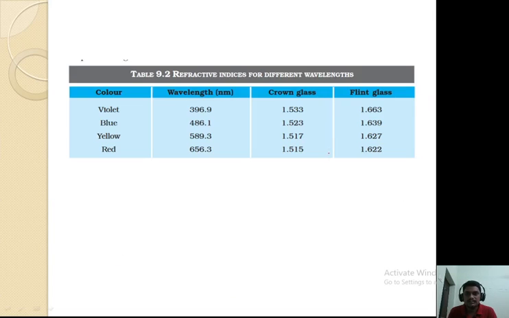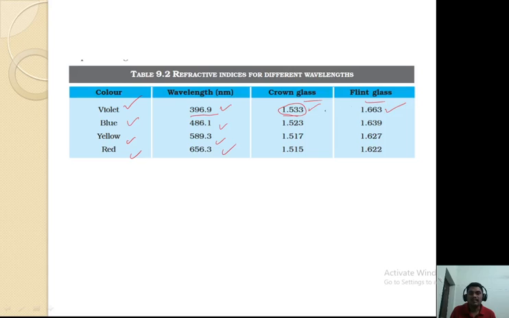Next, you can see the different colors, the wavelengths, and the refractive index values for different media. When violet light of wavelength 396.9 nm travels through a medium of crown glass, which is one type of glass, the crown glass offers a refractive index of 1.533, and the flint glass offers a refractive index for the same light of 1.663.